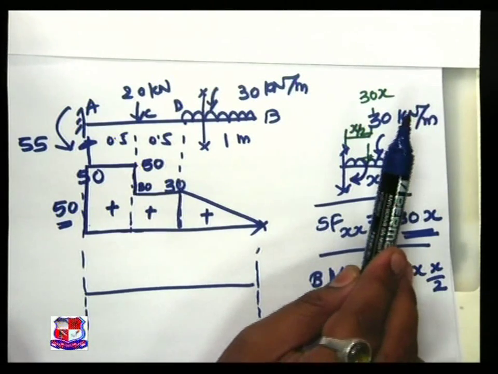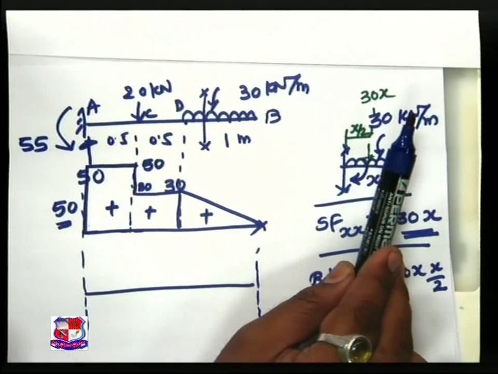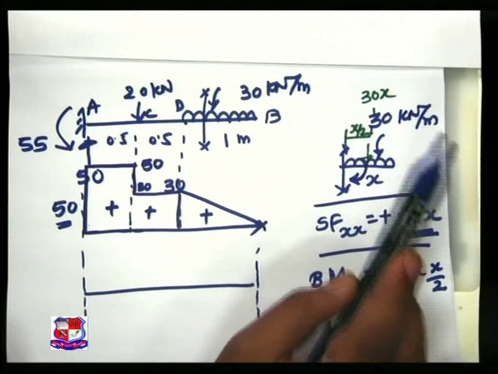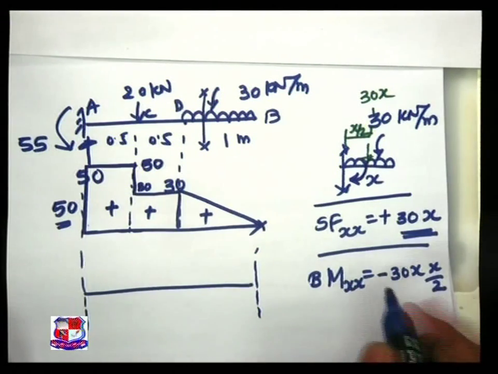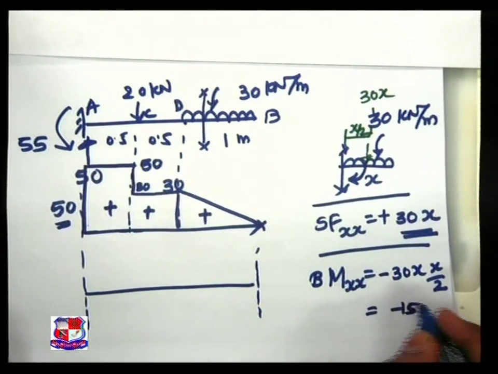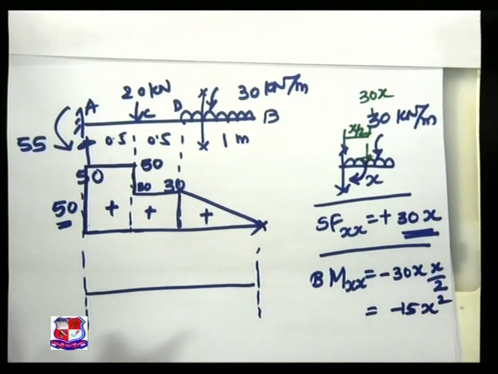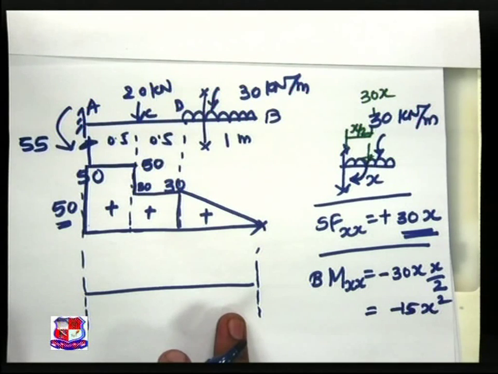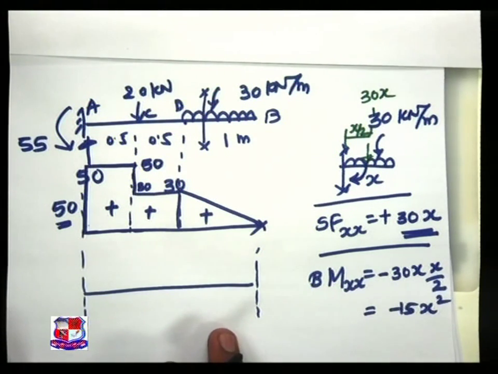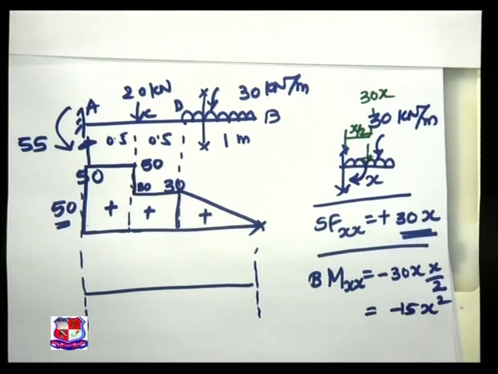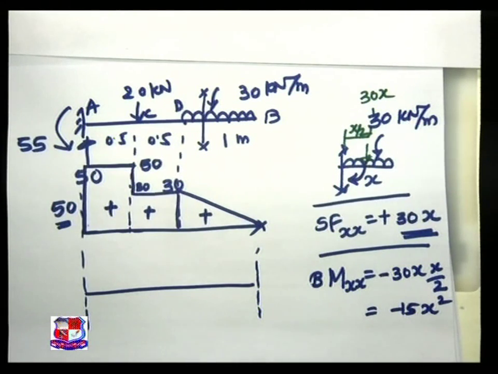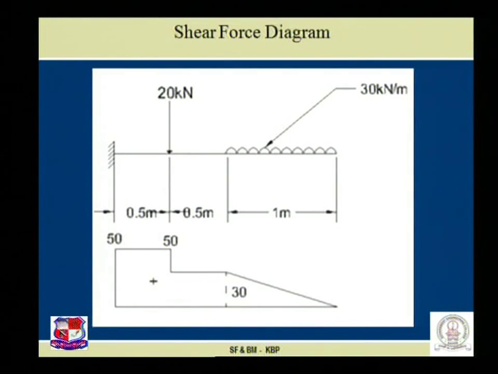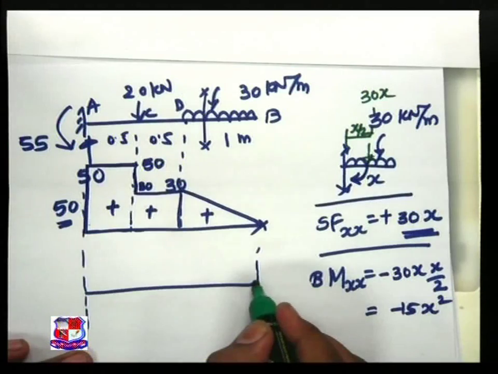Clockwise on the left and clockwise on the right section creates the hogging nature, and this is treated as negative as per our sign convention. This is of minus 15x square. Minus sign means the diagram which comes below the baseline. If we take x is equal to 0, this value is 0.